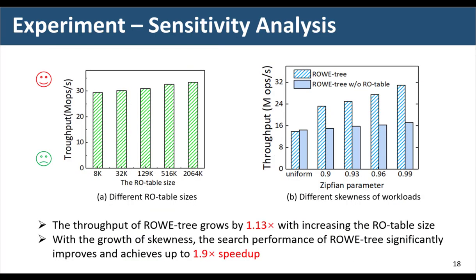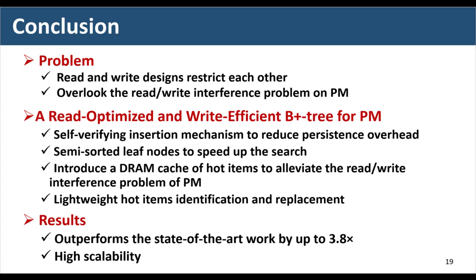Finally, we conduct a sensitivity analysis of our ROWE-tree considering the R table size and the skewness of workloads. As shown in this slide, the left figure shows the throughput under different R table sizes. We see that the throughput of our ROWE-tree grows by 1.13 times with increasing R table size. The right figure shows the throughput under workloads with different skewness. We observed that with the growth of skewness, the search performance of our ROWE-tree significantly improves and achieves up to 1.9 times speedup.